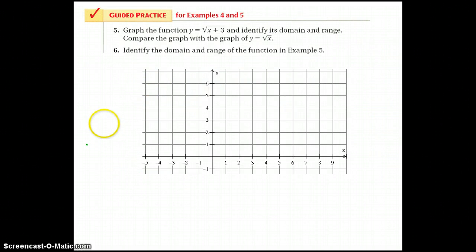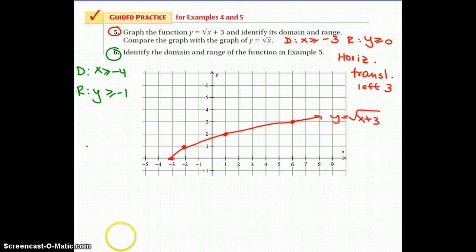Okay, so go ahead and pause the video, try to graph number 5 and try to identify a domain or range for the example we just did, then play the video to see if you answered it correctly. Alright, so here are the answers. Double check, and if you didn't get something, you might want to go back and replay one of the examples. The green is the answer to domain and range for example 5, and in red, here we have our graph, which is a horizontal translation left 3.